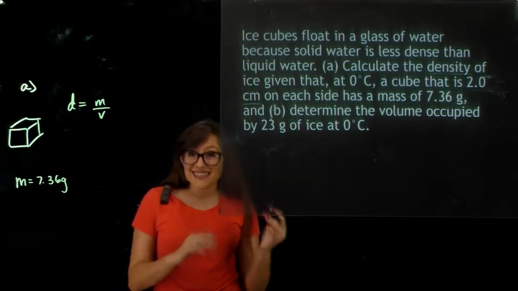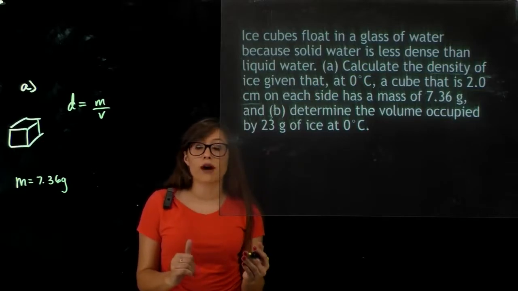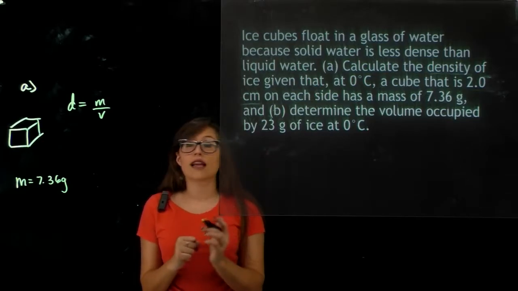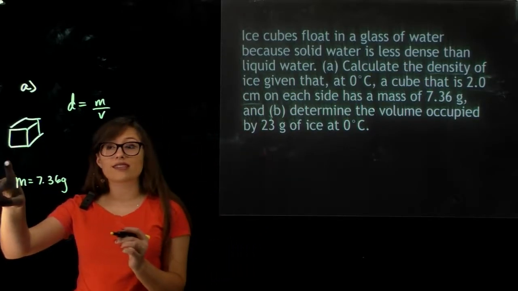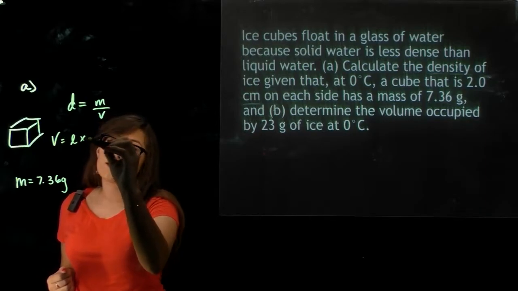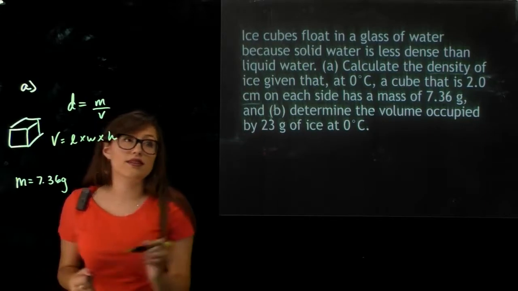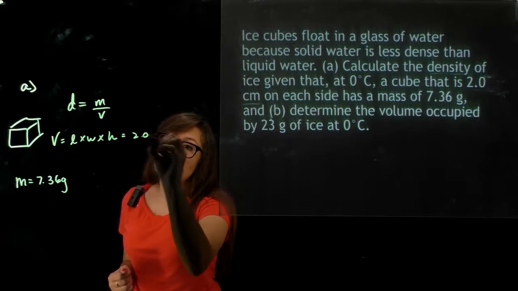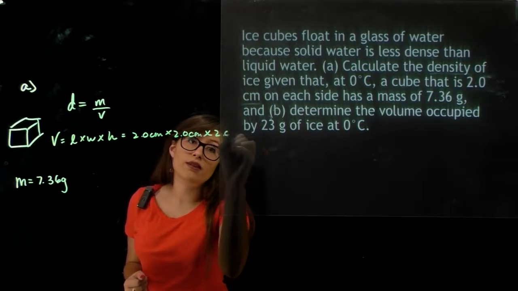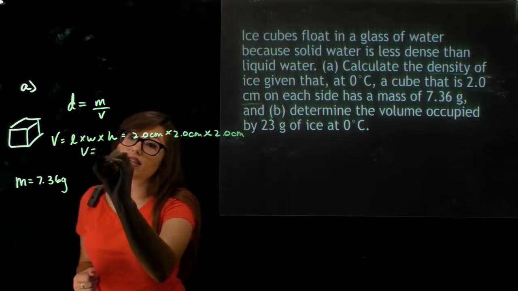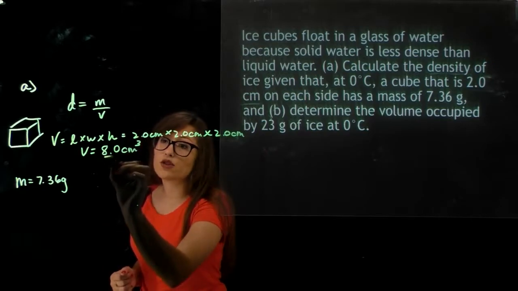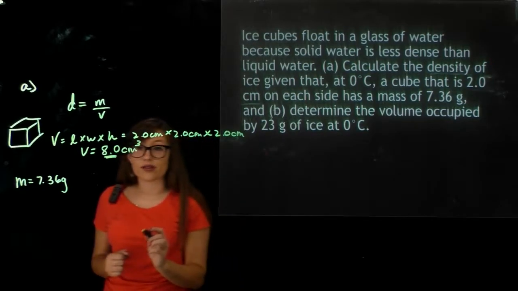They don't explicitly state the volume of this cube of ice, but they do give us a way to determine it. They say a cube that is 2 centimeters on each side. We know volume is equal to length times width times height. And so we can say 2.0 centimeters times 2.0 centimeters times 2.0 centimeters is equal to 8.0 centimeters cubed, making sure to keep the correct number of significant figures.